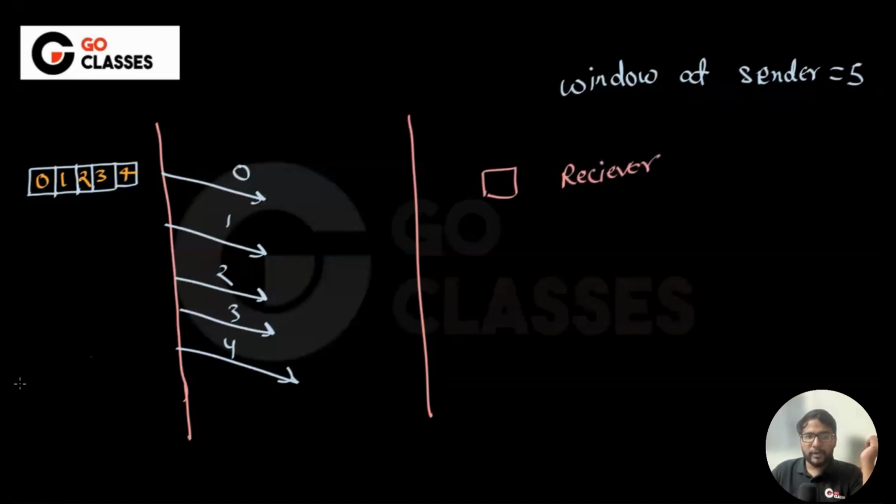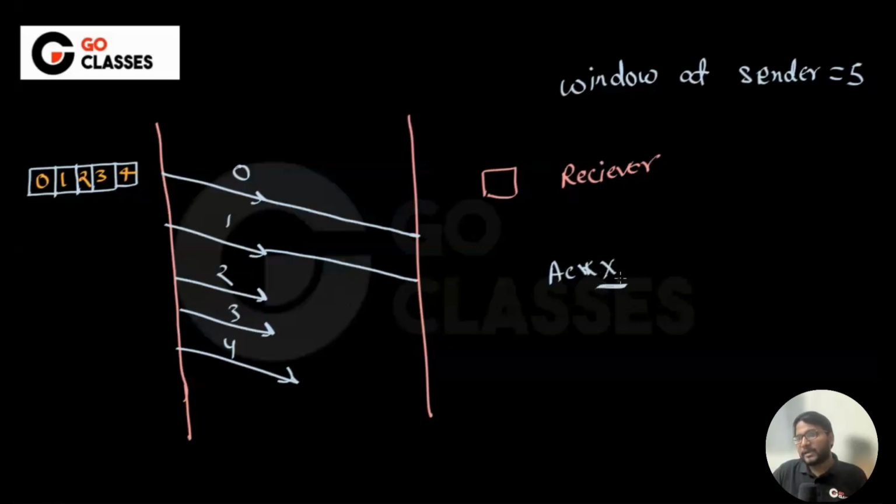If 0 has arrived, it will be very happy. And now the receiver is waiting for which packet? The receiver is waiting for packet number 1. Now, if 1 has arrived, the receiver will be very happy. And then the receiver will say, I'm going to send a cumulative acknowledgement. Cumulative acknowledgement means that if I'm sending ACK X, then every packet till X minus 1 has arrived, right?